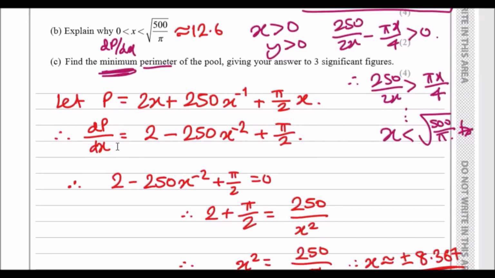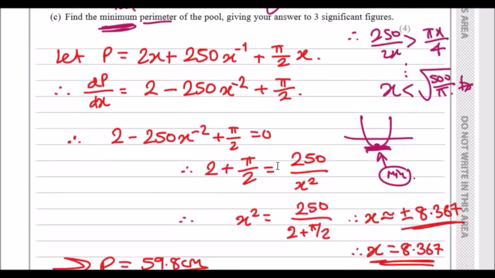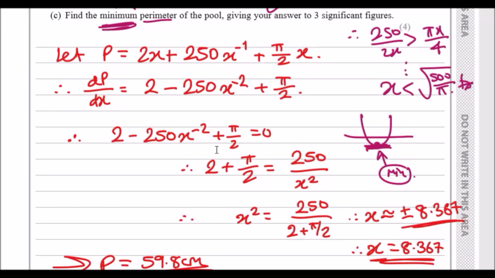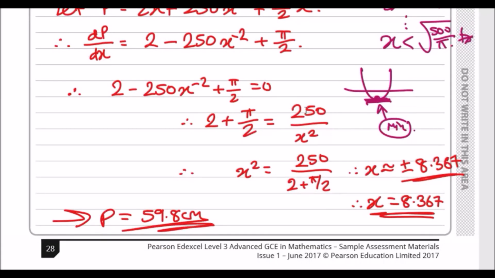And yeah, now all you do is set this to 0 and find the value of x, which gives the minimum. When you set this equation to 0, you're finding the minimum point here. That's what we're looking for, the minimum point, where the curve is at its lowest point. That's how it usually works. So when you set this to 0, you just solve for x. If you're not sure how to do this, what I did is add 250 x to the negative 2 to the right and convert it back to its usual form, so 250 over x squared. Then I just multiplied x squared across and divided by 2 plus pi over 2, like I did here. Smash this in the calculator and then square root.